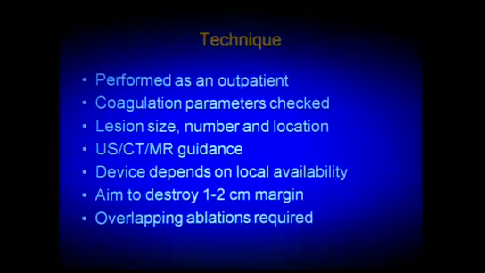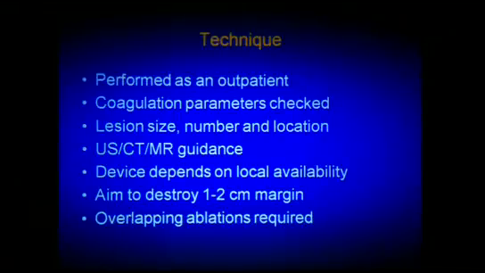So the technique: usually these patients are seen as an outpatient. We do an H&P, get coagulation profiles, look at the lesion size, number, and location, and decide how we're going to ablate this particular tumor, whether we're going to use CT or ultrasound guidance at our institutions. Other institutions use MR guidance, but it's very institution dependent how you will ablate the lesion.